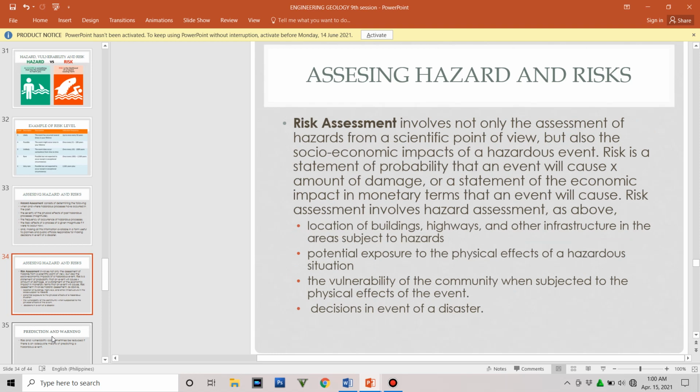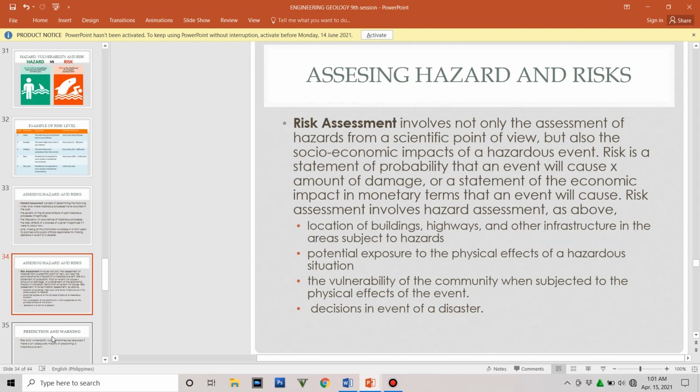Yung hazard assessment, it refers to a hazard event to occur. Ano ba, bagyo ba ngayon? Lilindol ba bukas? So that is hazard assessment. But when we have a risk assessment, it is the combination of the hazard and the socio-economic impact. So kapag umulan bang bukas, ilan yung mamamatay, ilan yung possible potential na casualty and loss and damages to properties. So that is actually the risk assessment.